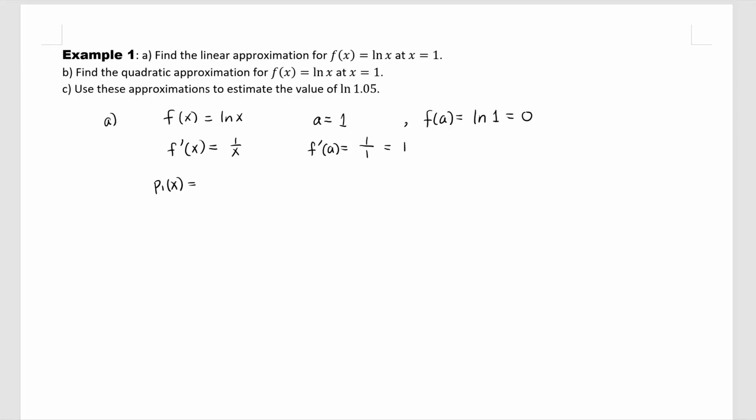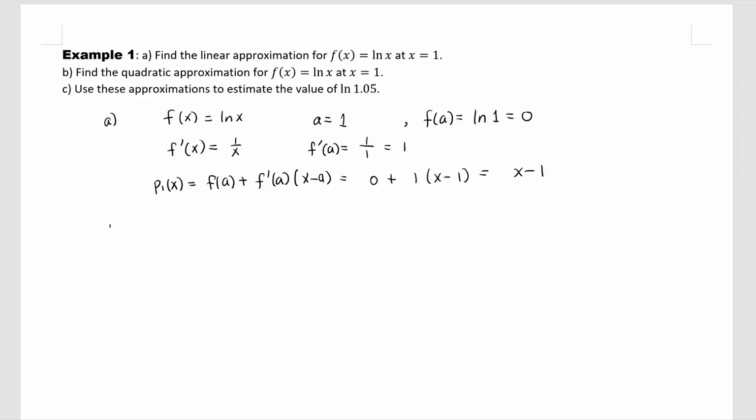So P1 of x is f of a plus f prime of a times x minus a. And my a is 1. So f of 1 is 0, f prime of a is 1, and then we have x minus a. a is 1, so the answer is x minus 1. That is the linear approximation.